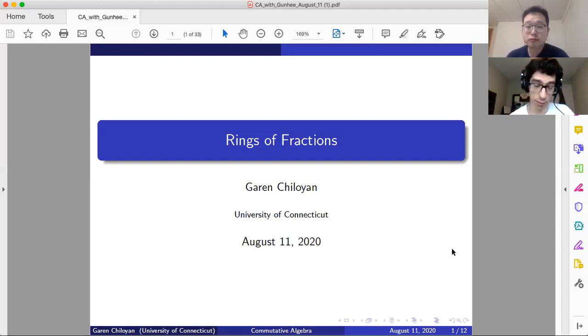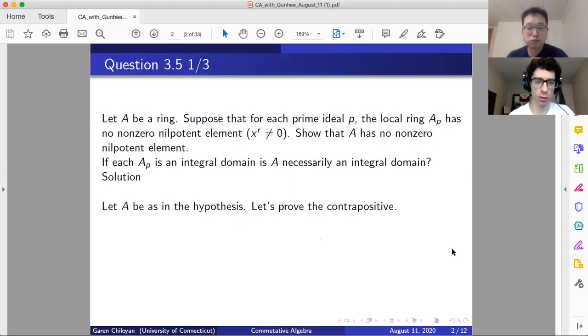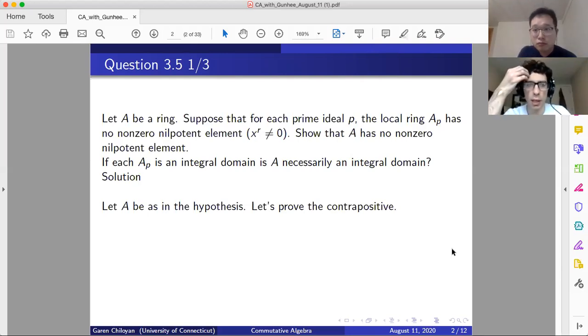These are sometimes challenging, so it's best to try it out on your own. You can also look at my solutions if you want. So to start, this is question 3.5, question 5 in chapter 3 from Atiyah-MacDonald. It says that if A is a ring such that for every prime ideal P, the local ring A localized at P has no non-zero nilpotent elements, then A has no non-zero nilpotent elements.